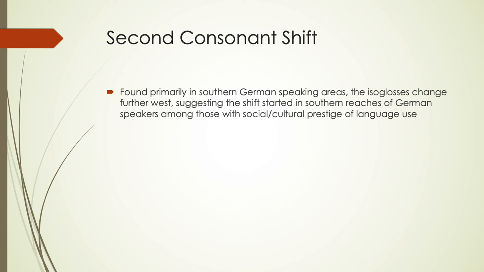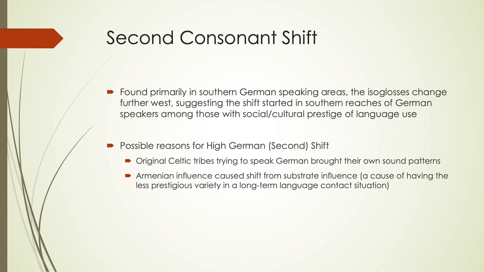And some of the possible reasons that linguists have posited for why this change may have taken place include that some of the original Celtic tribes that were interacting with these speakers would have tried to speak German with their own sound patterns, which could have affected how they're pronouncing some of those sounds. Or that possibly there was influence from Armenian as a substrate language, a less prestigious variety that was being spoken in the same area during this time, that would have caused a slight shift to take place.